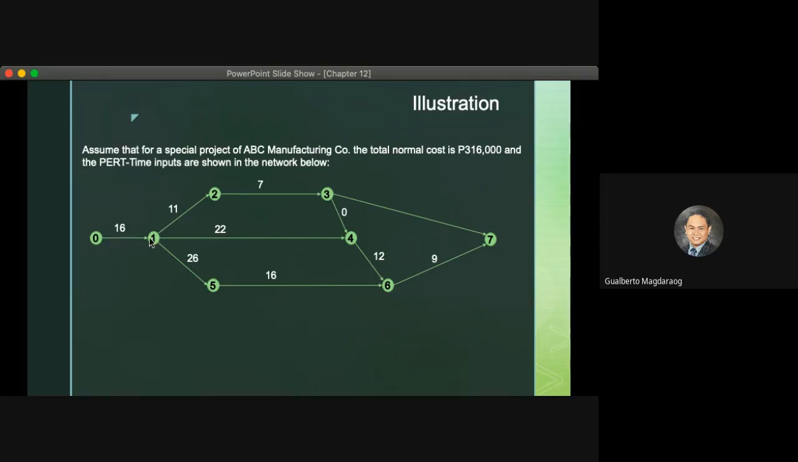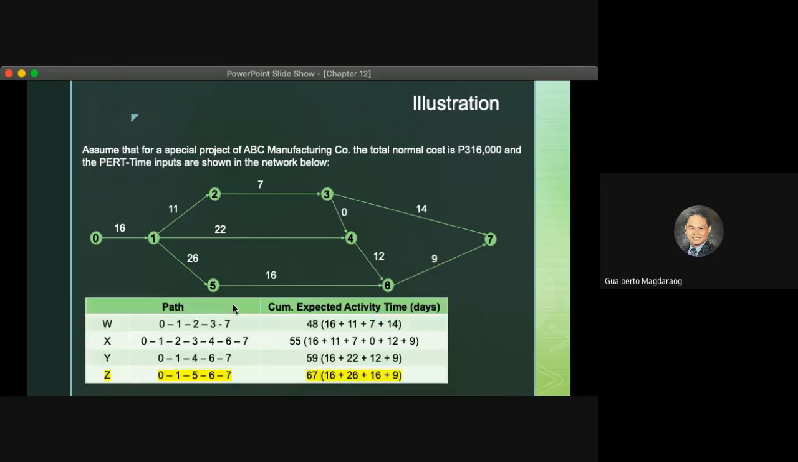For 0 to 1, we have 16 days. 1 to 2 is 11 days. 2 to 3 is 7 days. 1 to 4 is 22 days. 26 days, 16 days, 12 days, 9 days, 14 days. And this one has 0 days, meaning that's the reason why it was supposed to be a broken line, because it doesn't actually entail any time at all. Kaya broken line siya, 0 time. Okay.